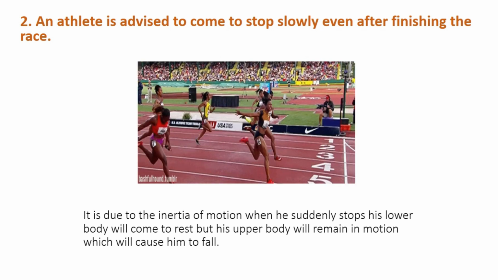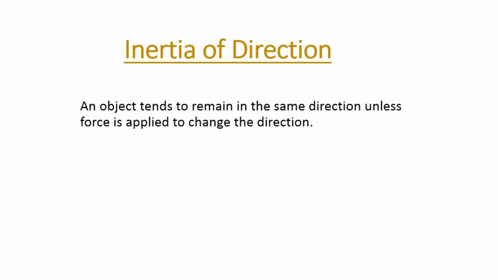Now the third and last one, that is inertia of direction. Inertia of direction means if an object is moving in a straight direction, it tends to remain in the straight direction and will oppose other directions. That is the definition: an object tends to remain in the same direction unless force is applied to change its state. Now, what are the applications of inertia of direction?